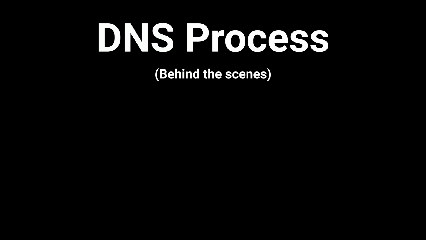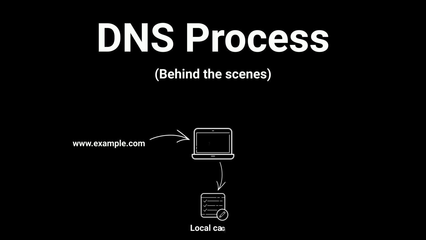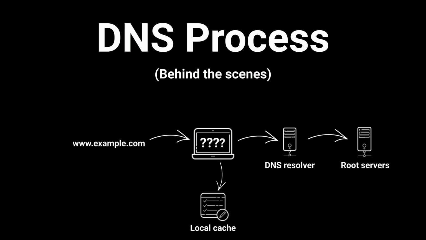Here's the DNS process in more detail. You type a website address like www.example.com into your browser. Your device checks its local cache, a stored list of previously visited sites, to see if it already knows the IP address for that site. If it doesn't have it, your device sends the request to a DNS resolver, which is typically provided by your internet service provider. The resolver looks for the IP address and may ask several other servers, called root DNS servers and authoritative DNS servers, until it finds the correct one.